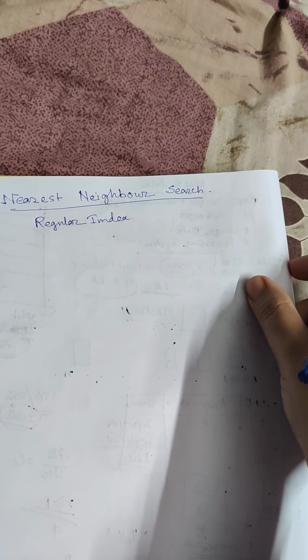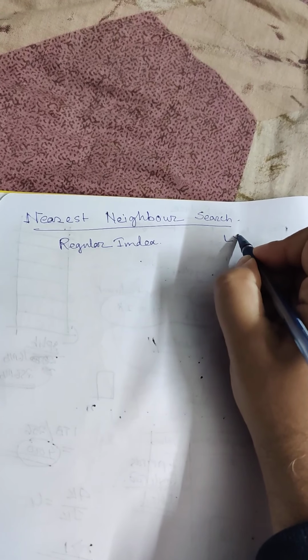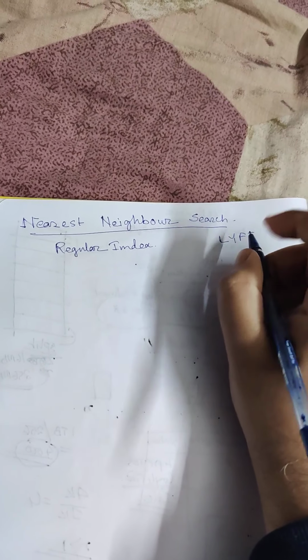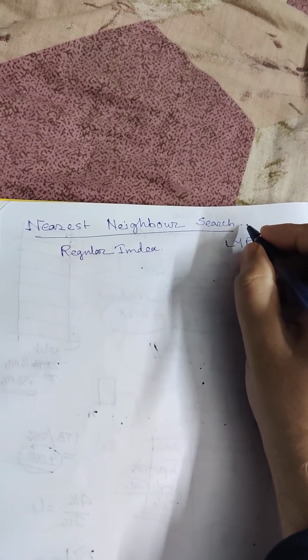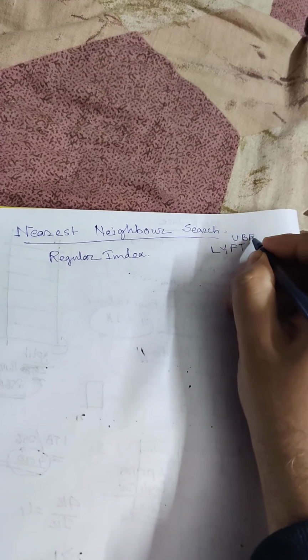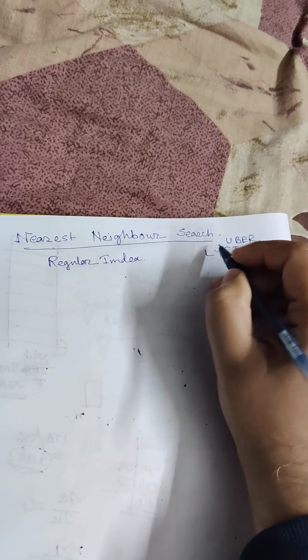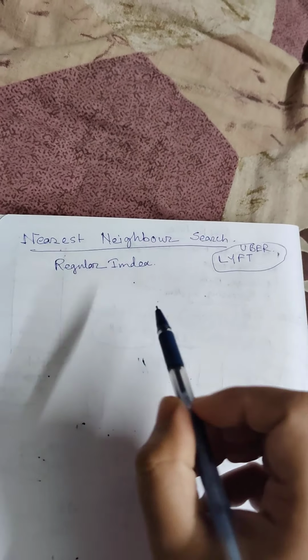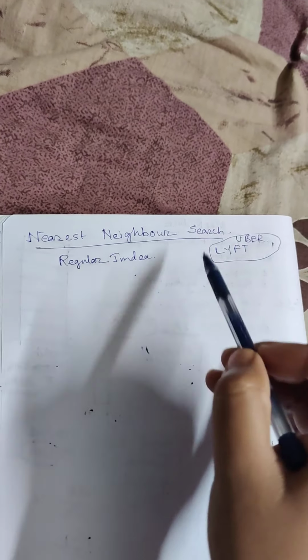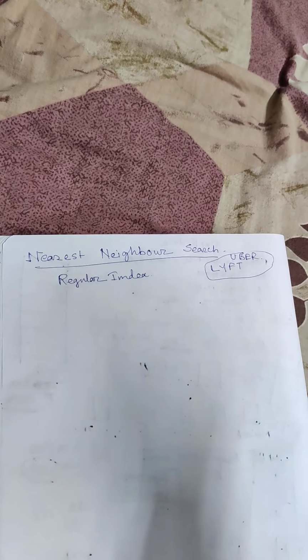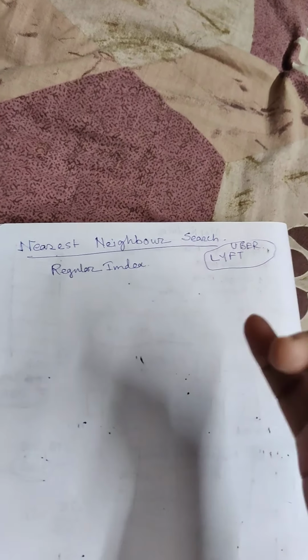Whenever we are using systems like Uber, Lyft, and Foursquare, we have to find the nearest customer, the nearest destination. So in that case, this type of neighbor searching mechanism becomes very critical.